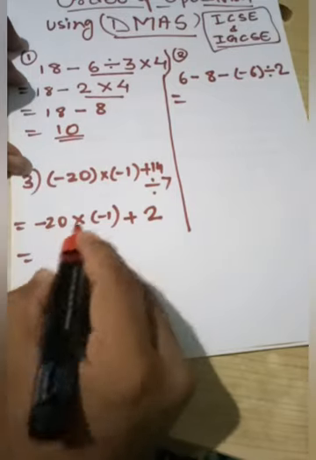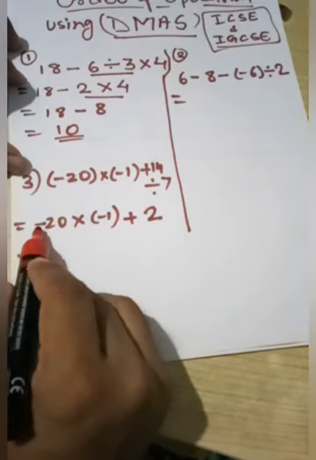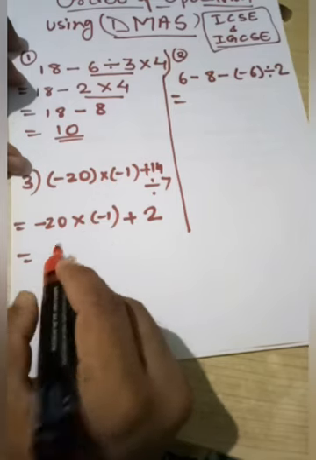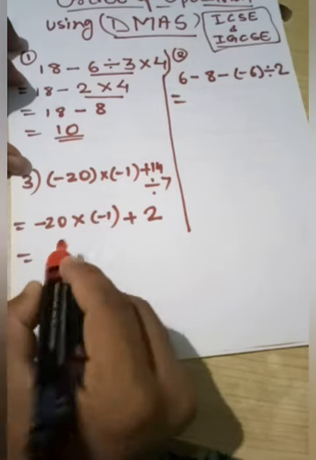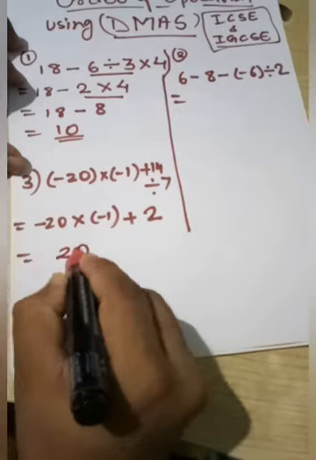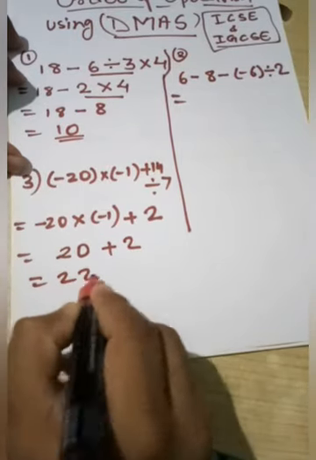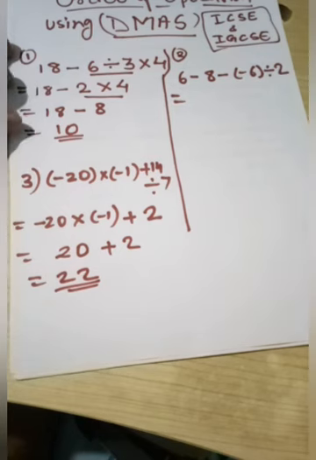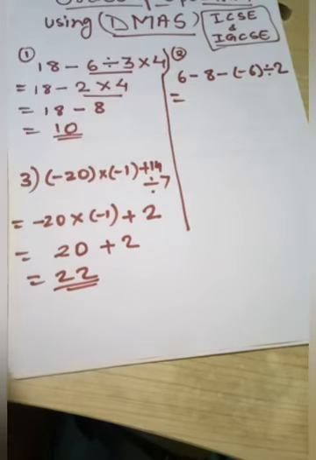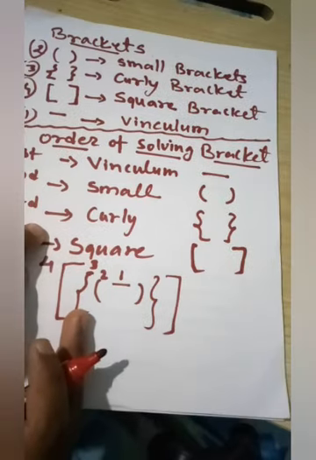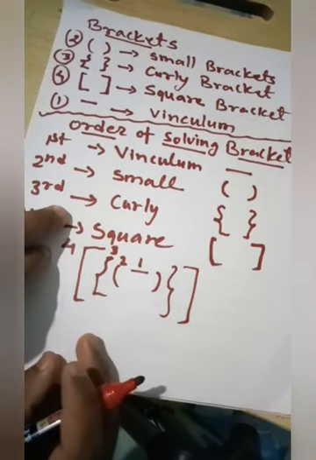When both are negative numbers, we all know that minus multiplied by minus gives positive, or you can remember that enemies become friends. So they become friends. 20 ones are 20, plus 2, and the answer is 22. This is the final answer for this. Hope you understood this. I am not solving this one, it is for you. Solve it.